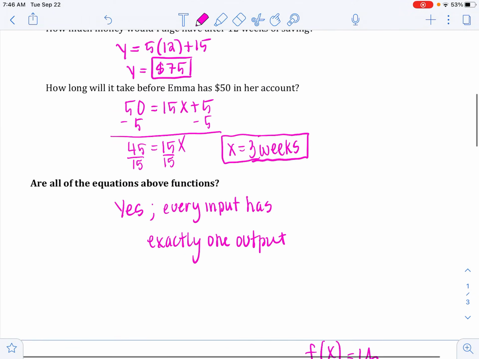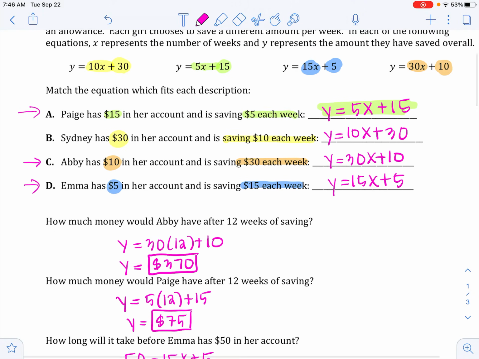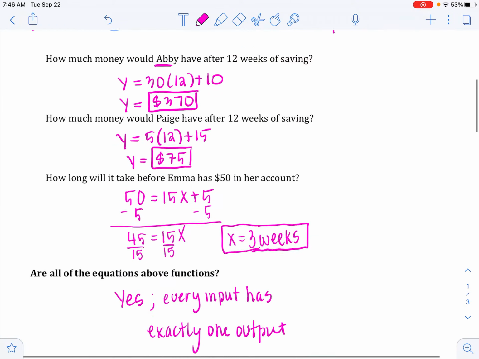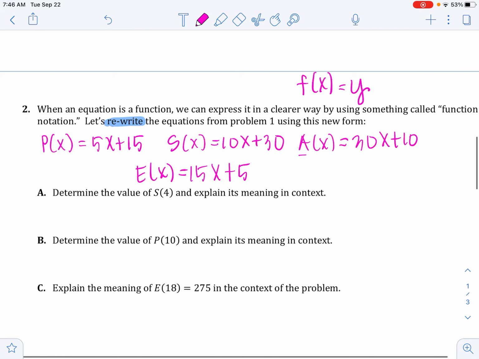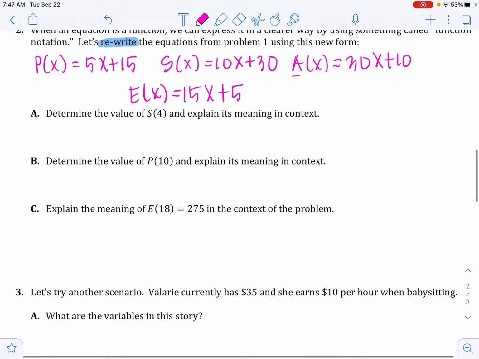Now, how is this helpful? When I was up here and I had to say how much did Abby have, I had to look for which one was Abby's. Oh, this one's Abby's. Then I looked down here. For this one, all I have to do is, oh yeah, Abby was a of x. So I just can match it up that way. So it is a different form that can be easier to work with.